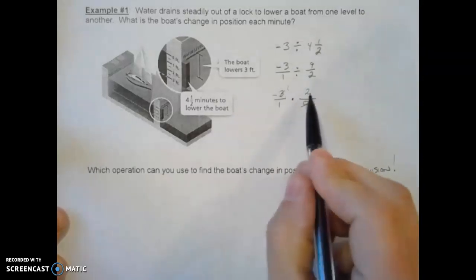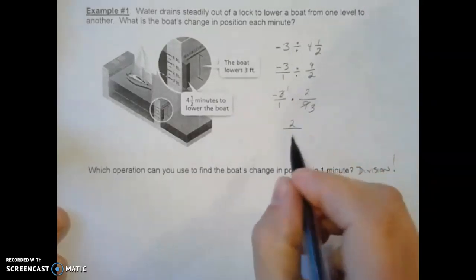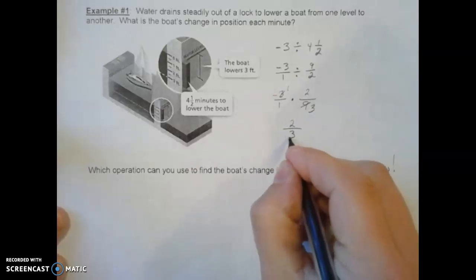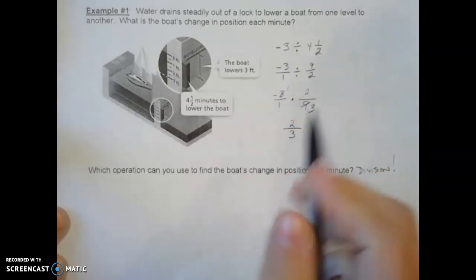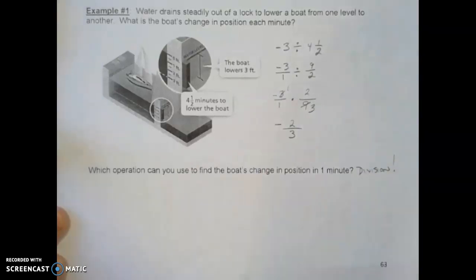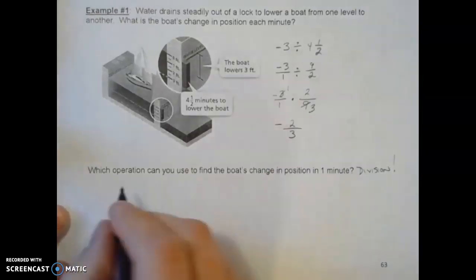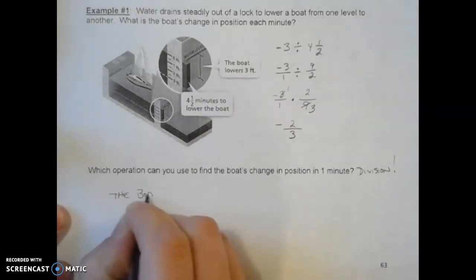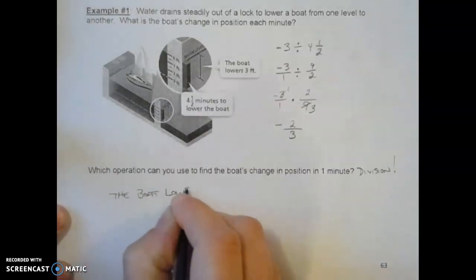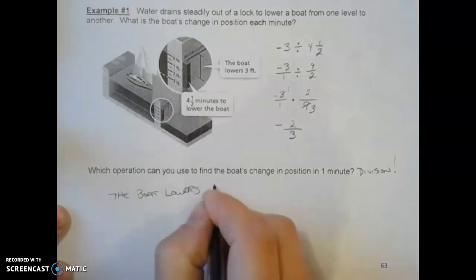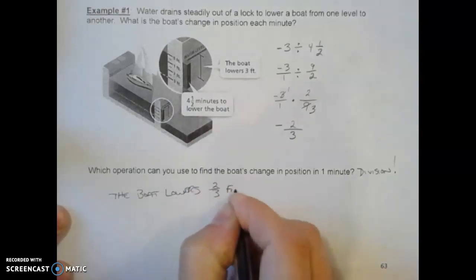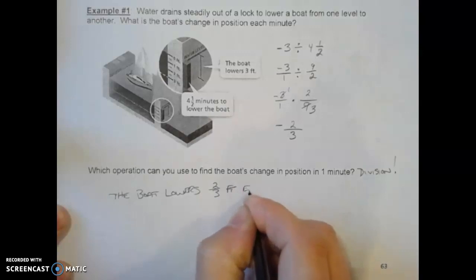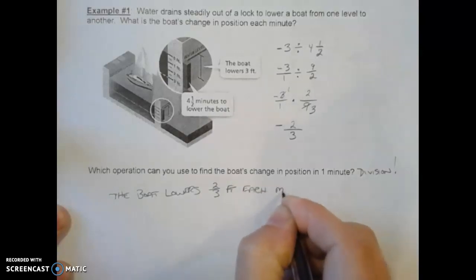In the numerators, 1 times 2 is 2. In the denominators, 1 times 3 is 3. And a negative times a positive is negative. And so we get an answer of -2/3. Okay, so we can say that the boat lowers 2/3 of a foot each minute.